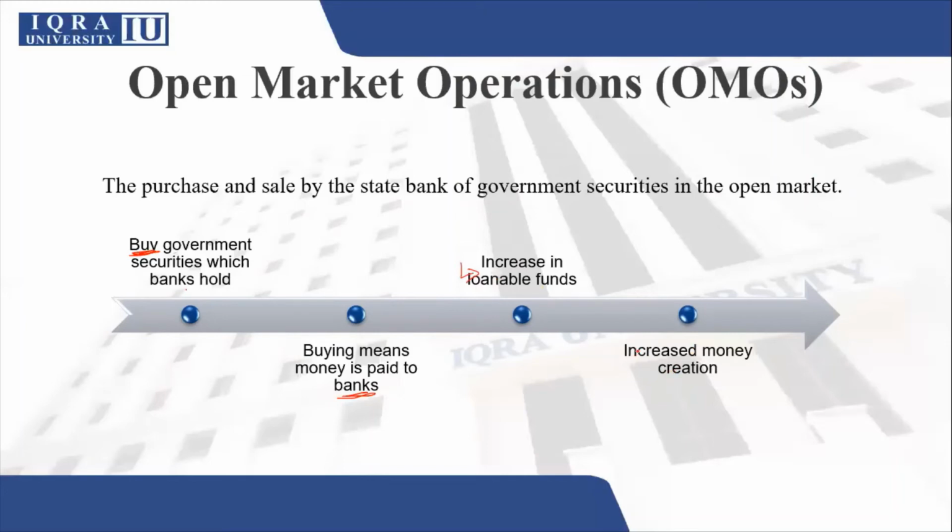And vice versa, if we think about the other way around. If the government wants to sell securities, that means the other banks will have to purchase them. And if they purchase them, money will flow out from the banks and go to the central bank. So they will have less money with themselves, and there will be a decline in loanable funds, and automatically a decline in the money that is being created. A decline in the money created is a contractionary policy. An increase in money creation means that it is an expansionary policy.